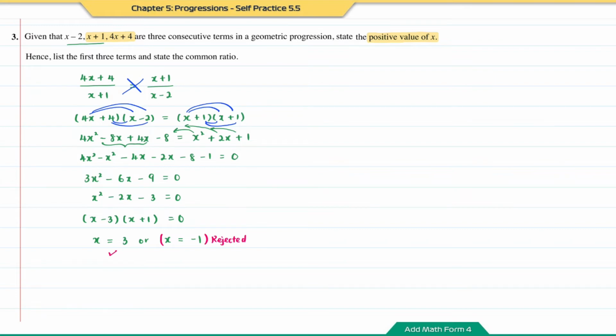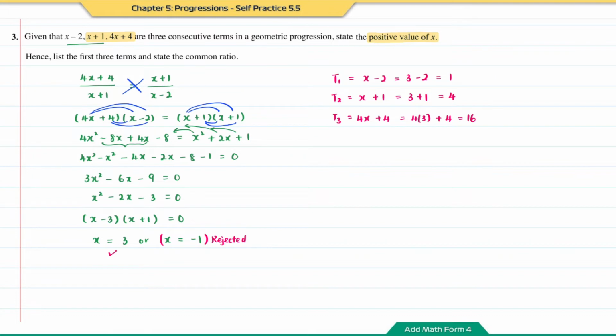So now we're going to list the first 3 terms. The term number 1 here is x minus 2. As we know, x is equal to 3, so just substitute here. 3 minus 2, so the first term will equal 1. The second term is x plus 1. So this will be 3 plus 1, which is equal to 4. The third term is 4x plus 4. So 4 times 3 plus 4 will equal 16.